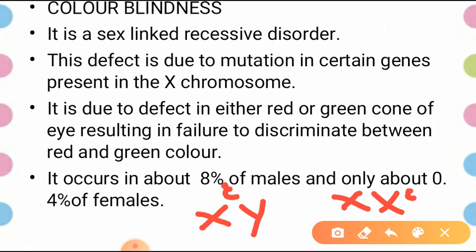Because a male has only one X chromosome, if that carries the allele for color blindness, the male will be affected. But how many X chromosomes does a female have? Two X chromosomes are there. Even if one has the allele for color blindness, she will still be a carrier. That is why it is common in males and less common in females. Go through up to this.